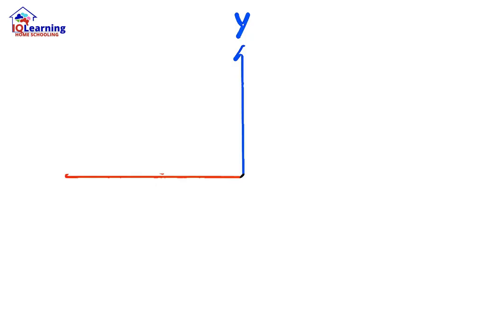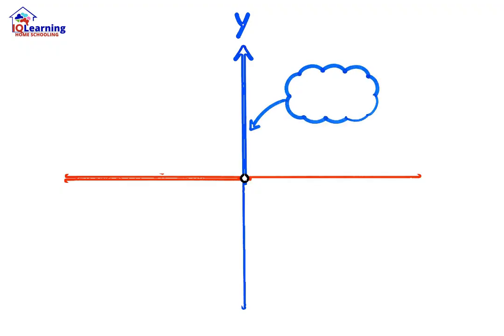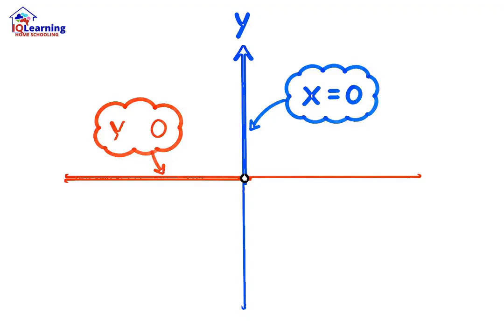Here's a cool bit of math trivia. The axes themselves follow these rules. The x-axis, that main horizontal line, is just the equation y equals 0. And the y-axis, it's x equals 0.